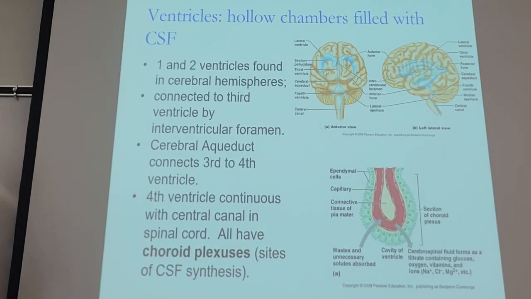Now, ventricles is where fluid flows, but that fluid is made by a special structure called the choroid plexus. We don't have that to identify in lab. You can actually see it on the models. We really should add it. But it's called the choroid plexus, and you only find that structure in the ventricles. And the choroid plexus is what makes cerebral spinal fluid. So it's going to take what it needs from the bloodstream and create cerebral spinal fluid.